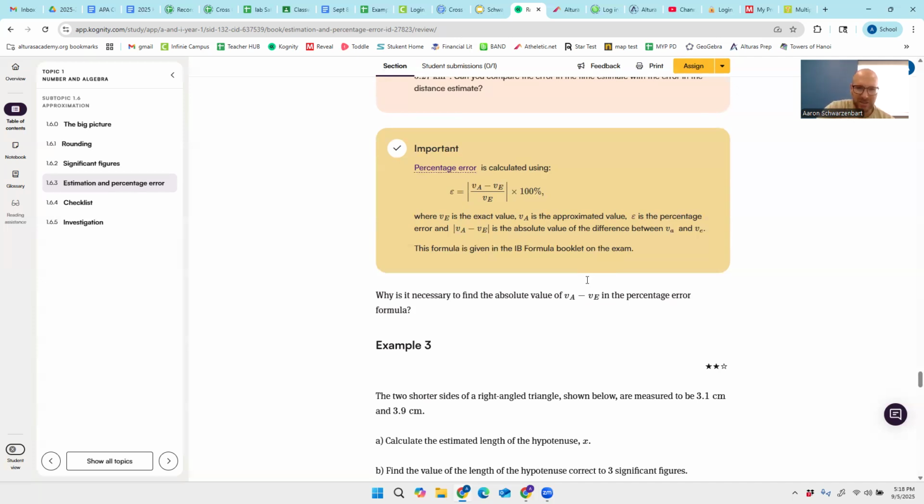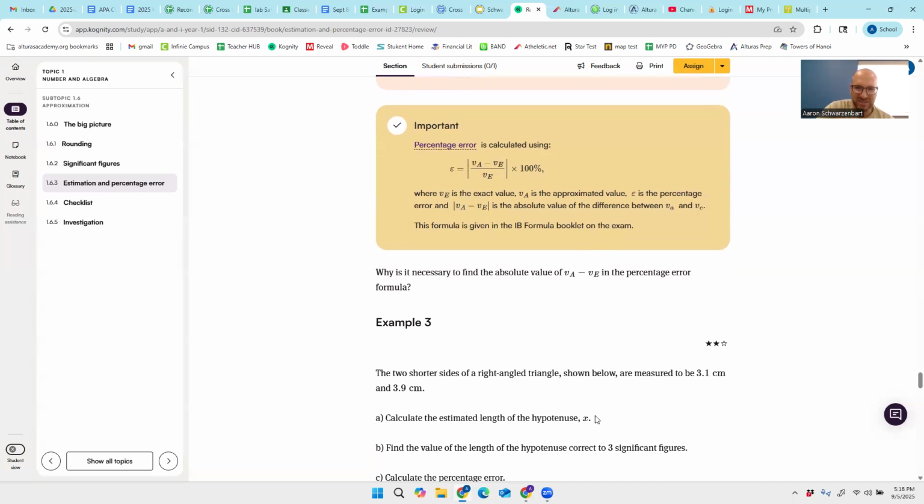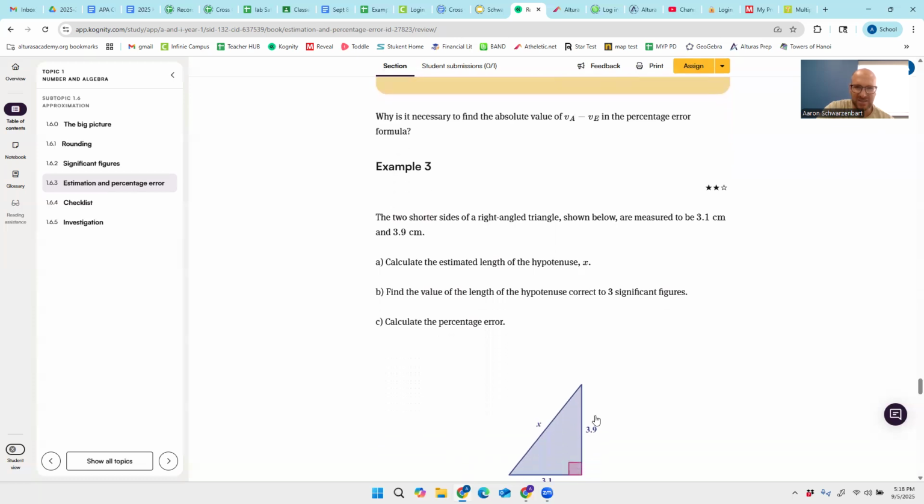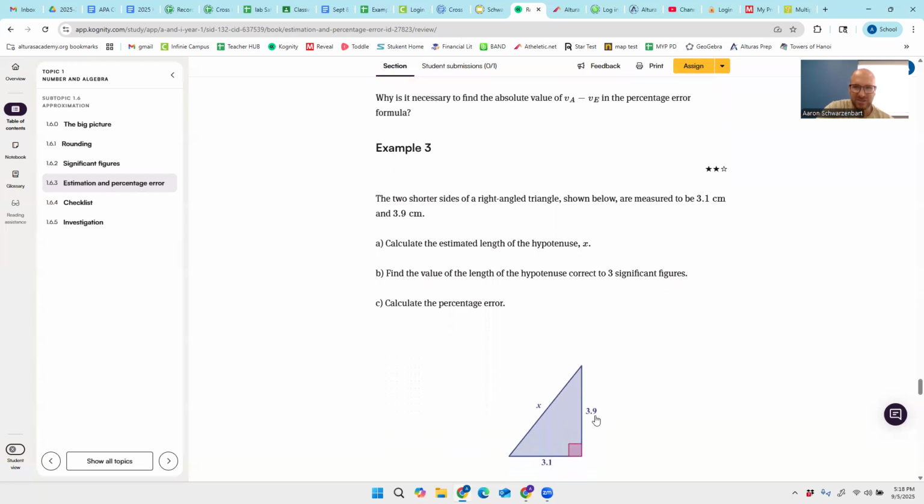So here we have the two shorter sides using this in an IB context. The two shorter sides of a right triangle are shown to be 3.1 and 3.9. Calculate the estimated length of the hypotenuse. I'd call that 3 and 4. 3 squared plus 4 squared equals 5 squared. 3, 4, 5 right triangle. So my estimate is 5.